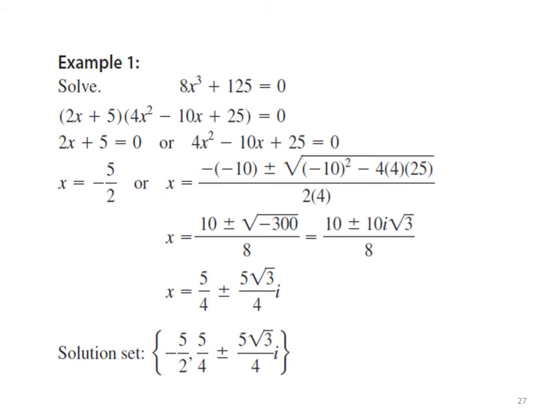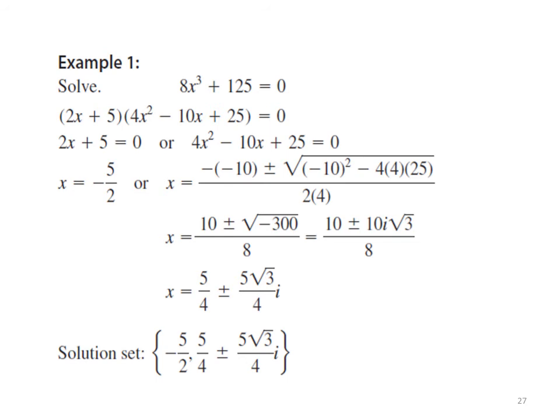4x squared minus 10x plus 25 equals 0. You can use the quadratic formula to solve that. Here a is 4, b is minus 10, and c is equal to 25. Substituting those numbers in the quadratic formula, your two solutions are x equals minus b, which is 10, minus or plus the square root of b squared, which is minus 10 squared, minus 4 times a times c, which is 4 times 25, divided by 2a, which is 2 times 4.